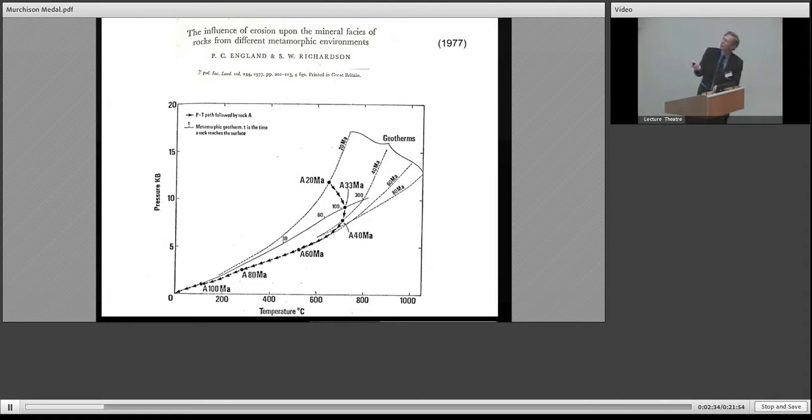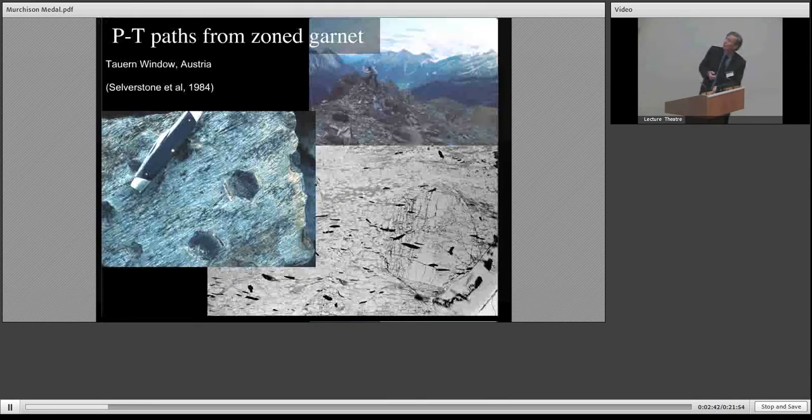So that's where it all started, and I remember seeing this paper a couple of years after it was published, and as I say, it changed everything. Myself and colleagues and others started looking for ways to decipher PT paths from rocks. And at the time I was working in the Tauern Window, which is actually where Oxburgh and Turcotte originally proposed their model. I had a graduate student, Jane Silverstone, and they're beautiful schists there.